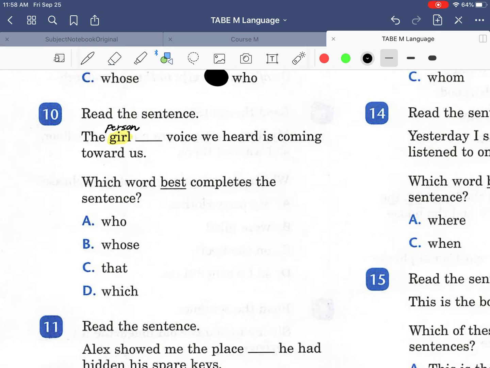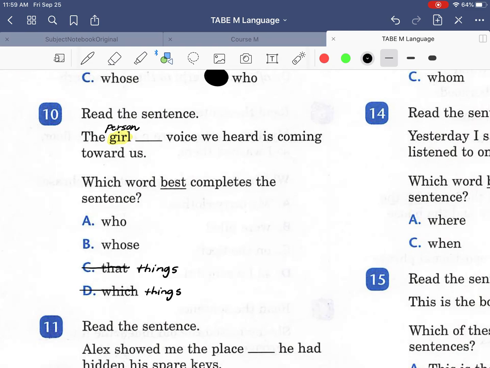They're all pronouns, my choices. So let's break those down. That cannot be the answer because that cannot refer to humans. That refers to things. It could be who. It could be whose. It can't be which because which refers to things like dogs, cats, cars, tacos, not human beings. So it's either who or whose.